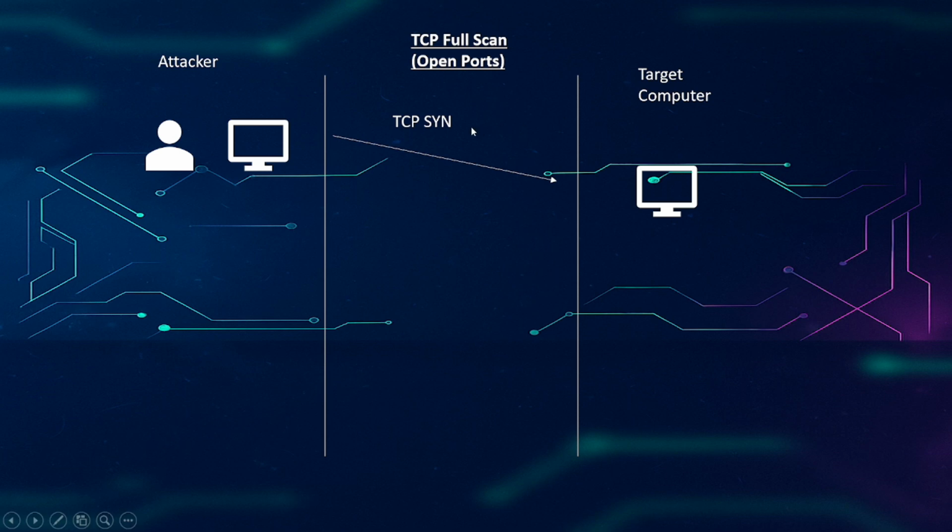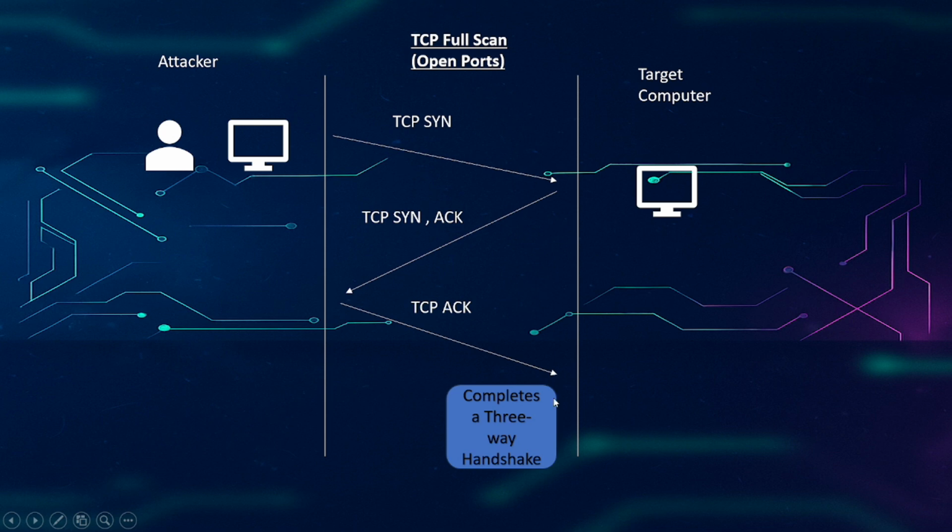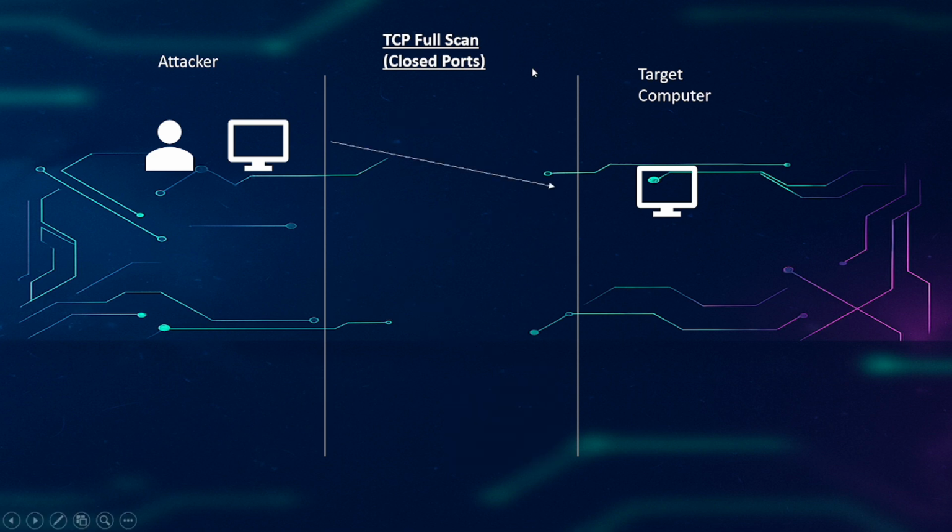And then after the target computer receives the SYN packet, it basically sends an acknowledgement that yes, I have received the SYN packet over here. And then after the attacker gets the acknowledgement, the attacker sends back an acknowledgement that yes, I have received the acknowledgement that you guys had sent. So over here, as you can see, this is what we call a three-way handshake. These steps that were performed are basically what we call as a three-way handshake. So what happens if the ports are closed?